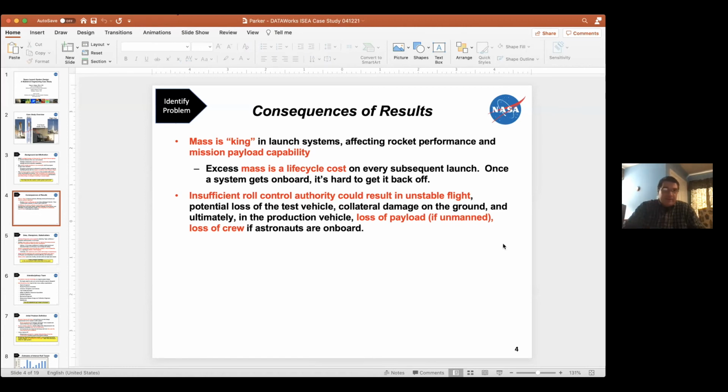Now, that's one of the consequences. Obviously, insufficient control authority of the vehicle would result in unstable flight, and there are lots of follow-on consequences for that: potential loss of vehicle, loss of payload if it's unmanned, and loss of crew if astronauts are on board. So this is a problem that falls into the category of very high consequences for the organization and for the spaceflight system itself.